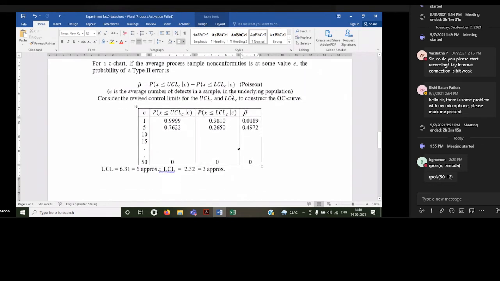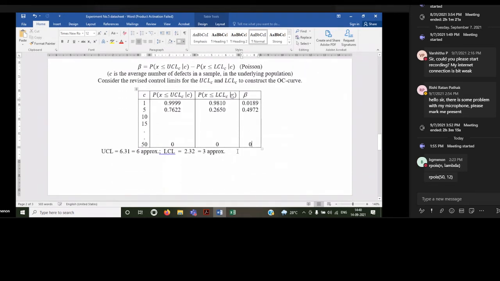So you can now plot, and what will be the plot? What will be the x-axis for plotting? What will be the x-axis for the OC curve? I mean, what is the x-axis and y-axis? Can anybody tell me what is the y-axis and x-axis?